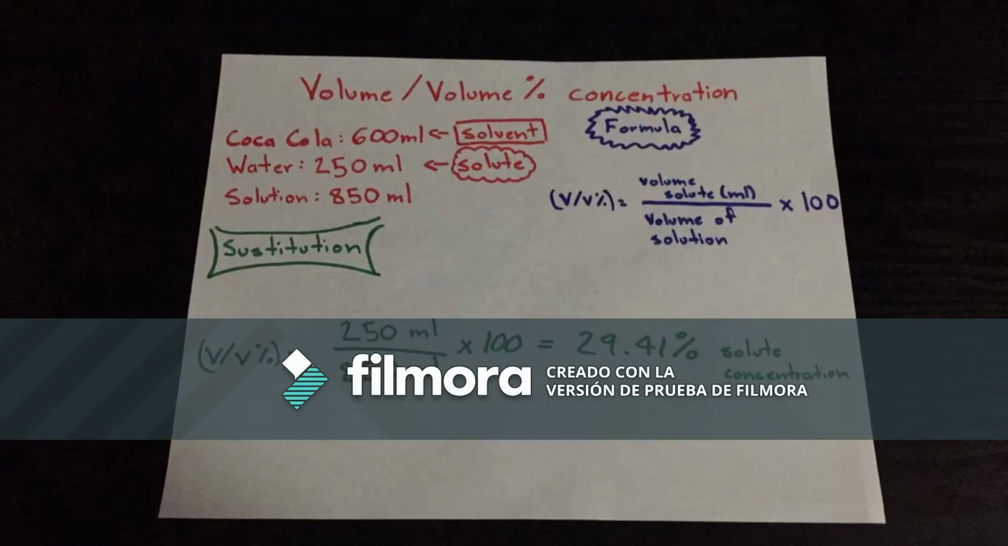To find the concentration of our solution, we're going to use the volume percent concentration formula, which is the volume of solute in milliliters divided by the volume of solution times 100. We know that our Coca-Cola is 600 milliliters and that our water is 250 milliliters, which gives us a solution of 850 milliliters. To find the concentration, we're going to do 250 milliliters divided by 850 milliliters times 100, which gives us 29.41% solute concentration.